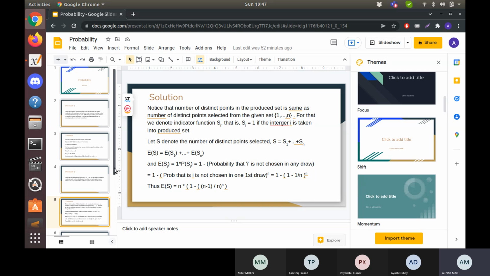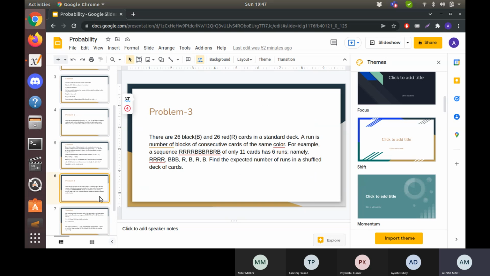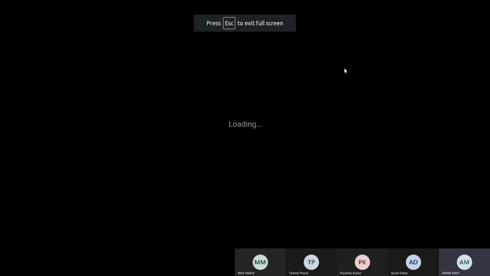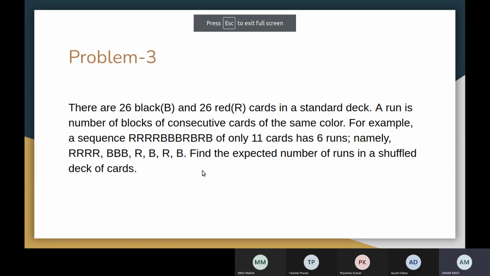The next question, let's see whether we can solve it here or not. Now this question is actually pretty tricky. So what we have is, say... Just one second. Did I make any mistake here? Okay. So, say you have these cards.